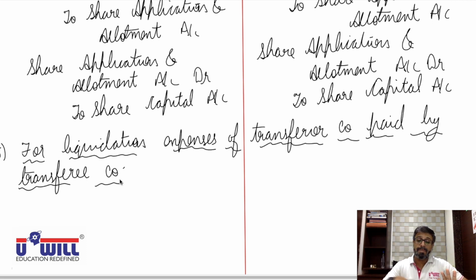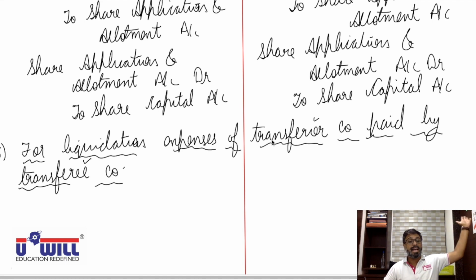So the expenses are of the transferor company, but because everything of the transferor company is taken over by the transferee company, it may agree to pay that amount. If the transferor company itself is paying it and has the cash, then as we have seen in those 14 entries, the transferor company will pass the entries in its own books.